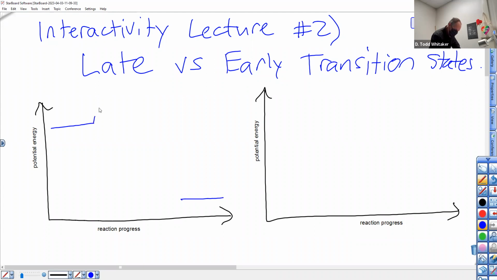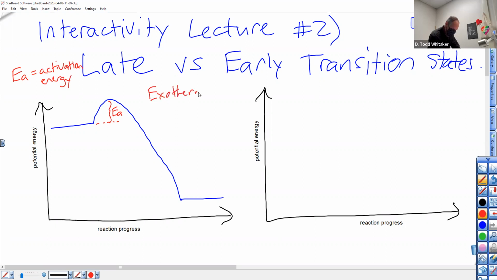And what's that? Somebody said that's the activation energy. That's really good. The symbol for activation energy, E sub A. E sub A equals activation energy. And this one's exo, right? And endo starts low and goes high.